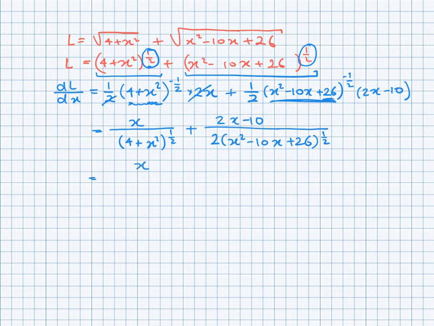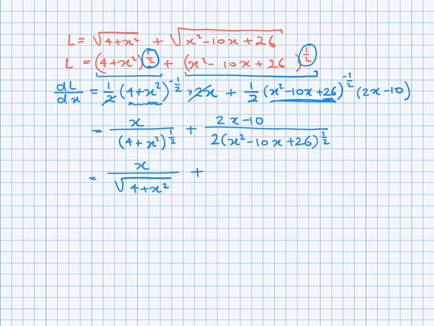Okay, so it's x over. Now this part here, this one to the power of half, is exactly the same as the square root of 4 plus x to the power of 2, plus. What I'm going to do here, I'm going to take 2 in front of the brackets, so it's going to be 2.